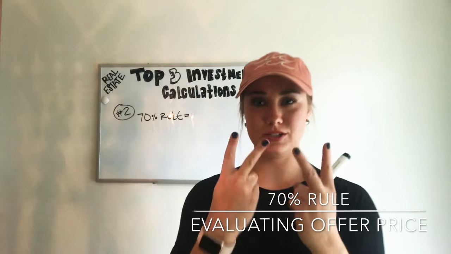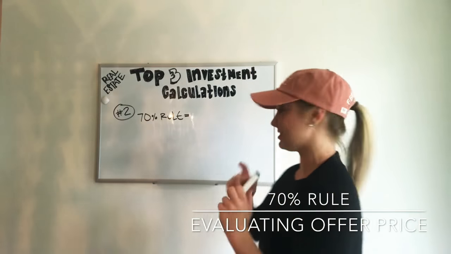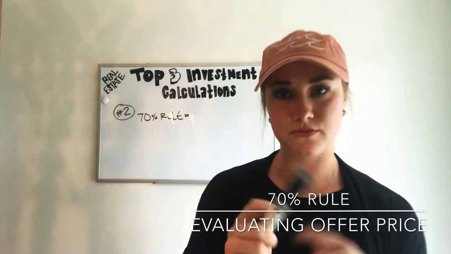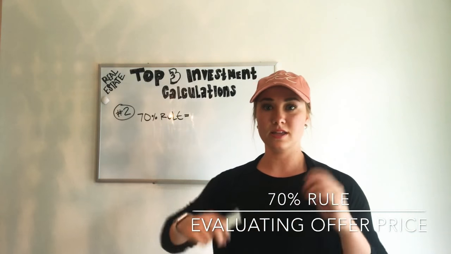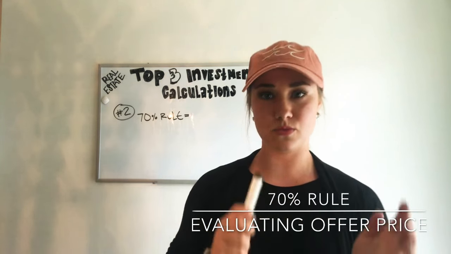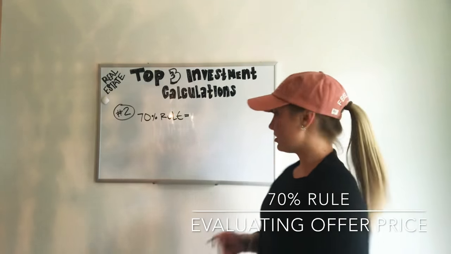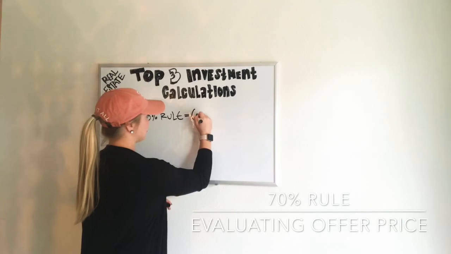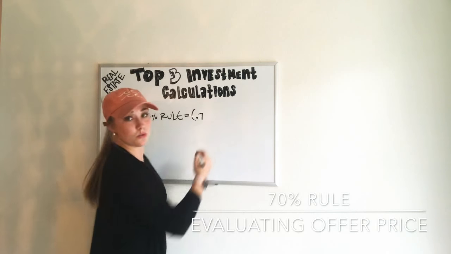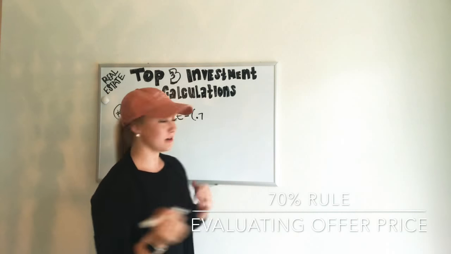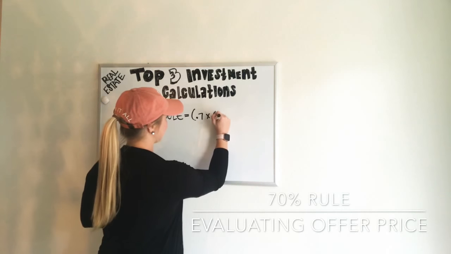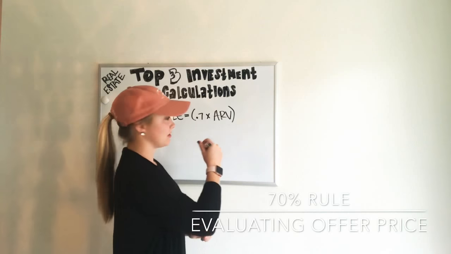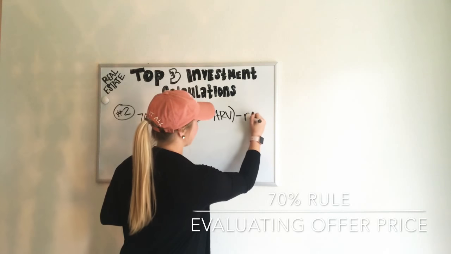Alright, we are on to number 2, the 70% rule. This equation is super good for those looking to flip properties. It's a quick, easy way to come up with an offer price. So what is the equation? You take 0.7, which is 70%, multiply that by the ARV, which I'll explain in a second, and then you subtract rehab.